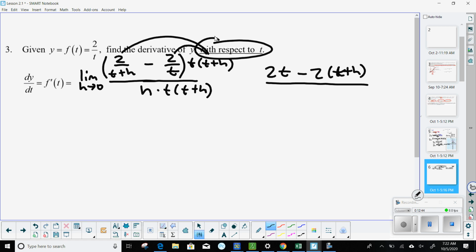On the bottom, I still have h times t plus h. What I'm hoping will happen is that I can get an h on the top that will cancel out with this h down here on the bottom. Okay, let's simplify the top.